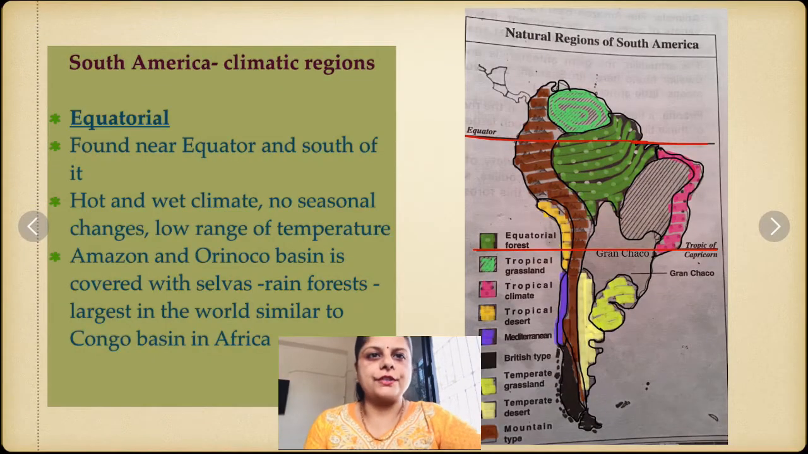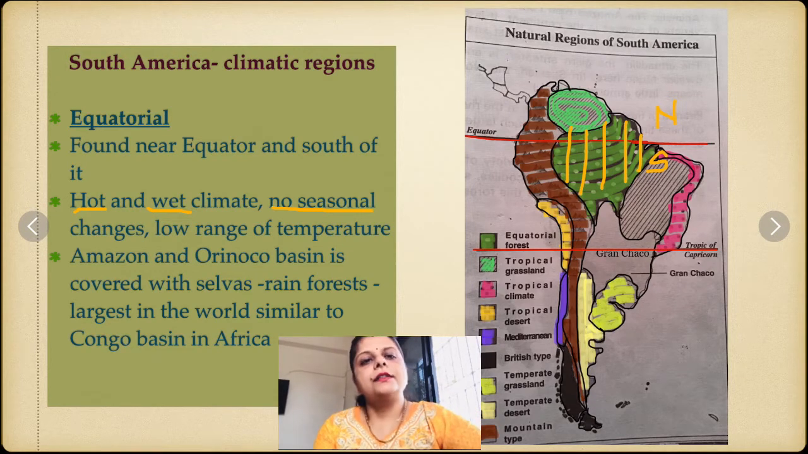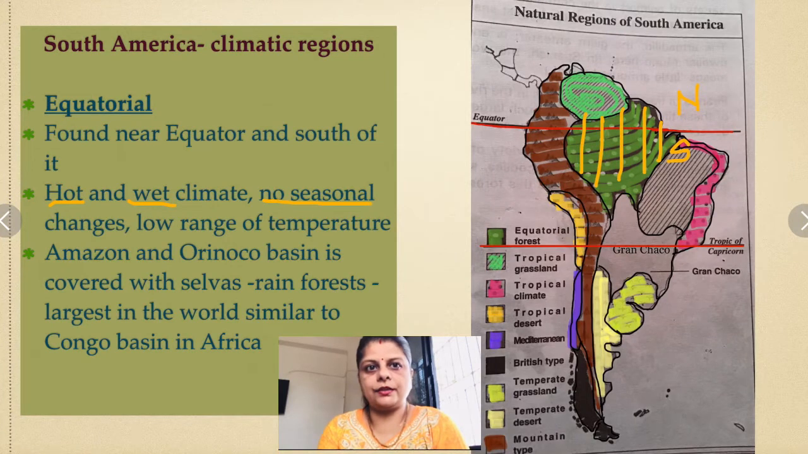Let's take the first one, equatorial type of climate. It is found near the equator and south of it. This region is always hot and wet. Hot means it is experiencing extreme heat during the day, and by the evening it starts raining every day in this region. That is why no seasonal changes are experienced in this region.